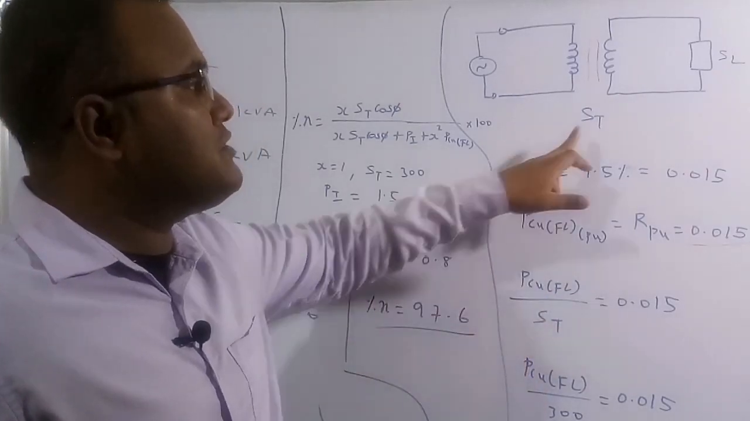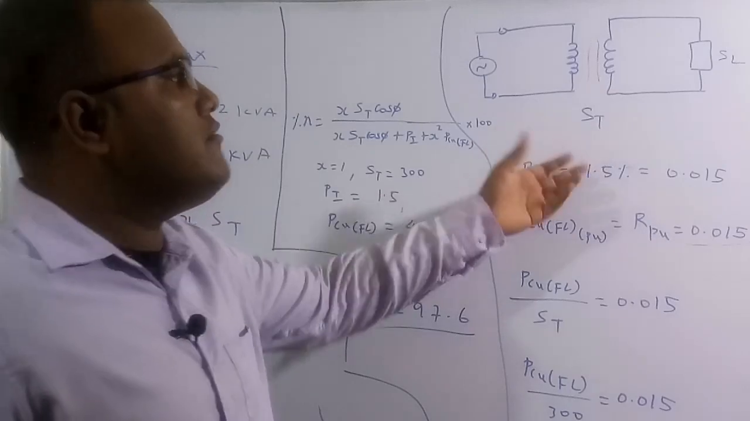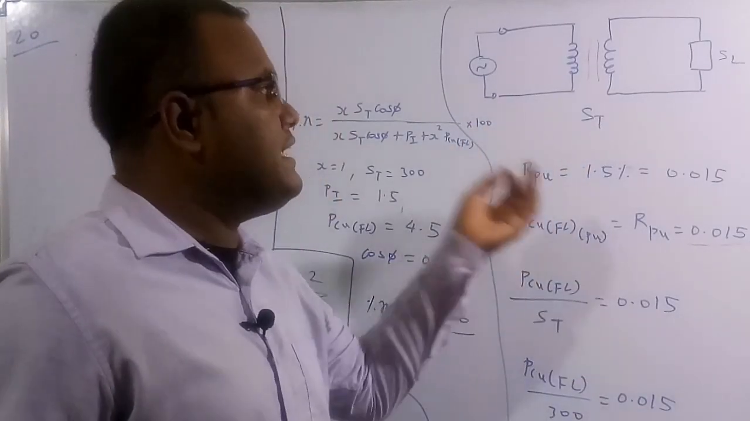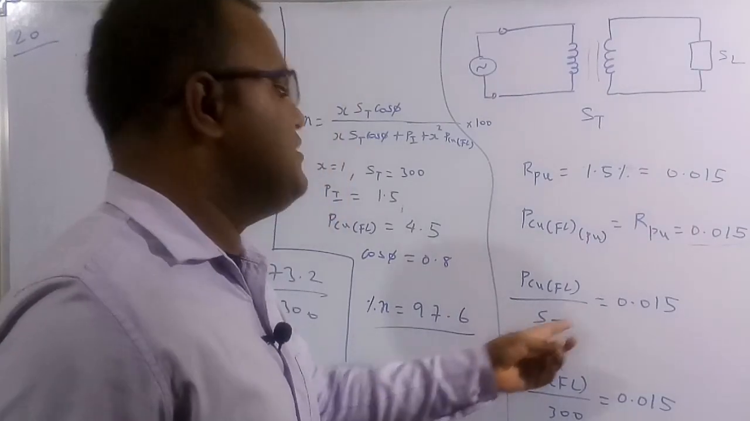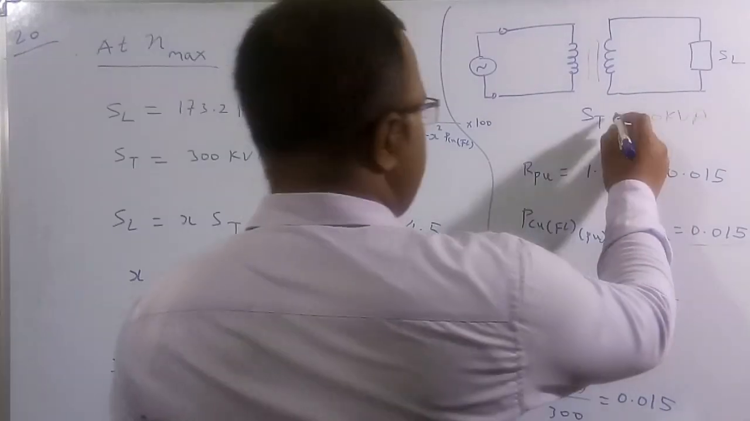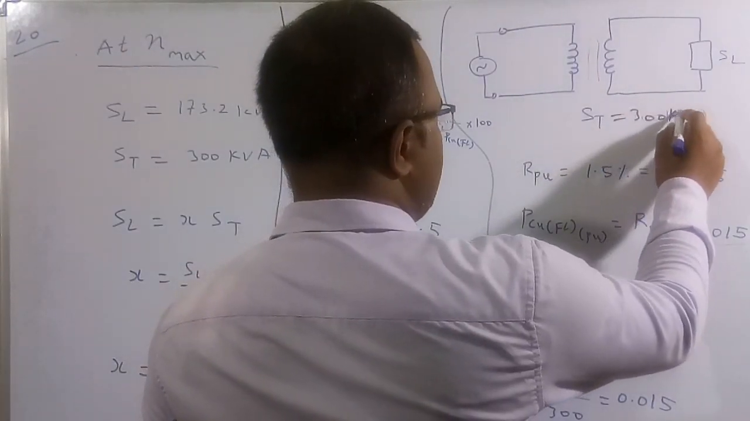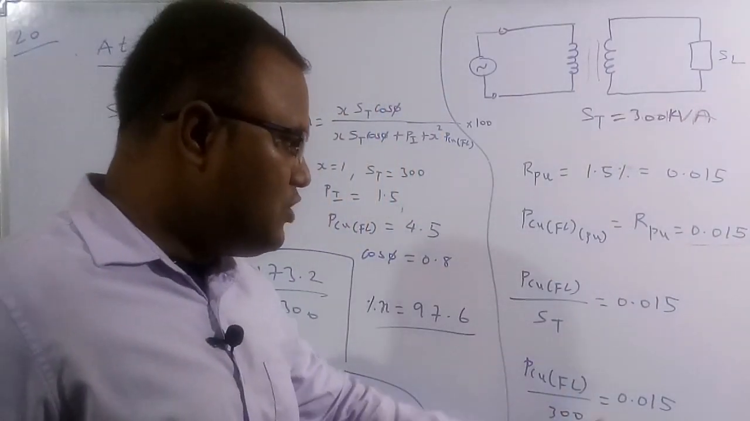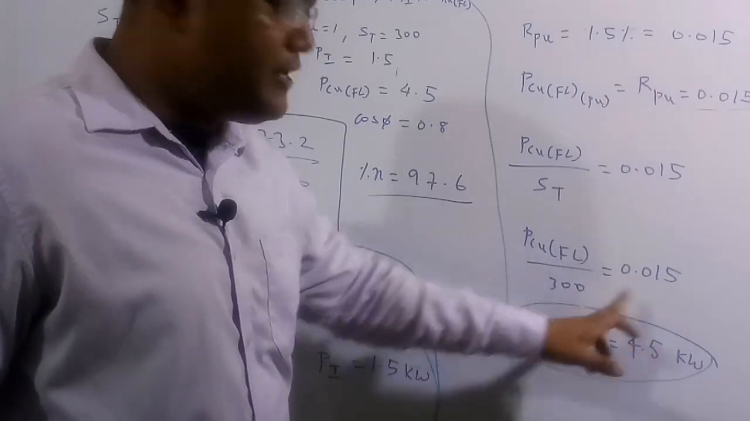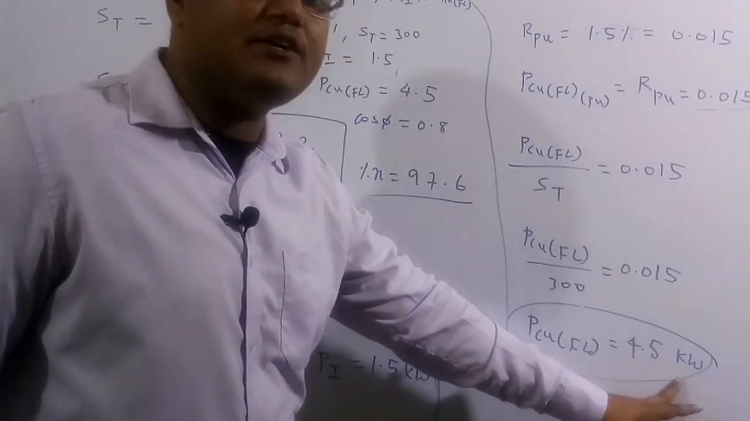The base value we are going to take is the transformer base. Always, the rating of the transformer is the base value. So the base power ST is equal to 0.015. The rating of the transformer is 300 kVA, so in place of ST I am going to substitute 300 kVA. If you multiply 0.015 into 300, we are going to get 4.5 kilowatt.